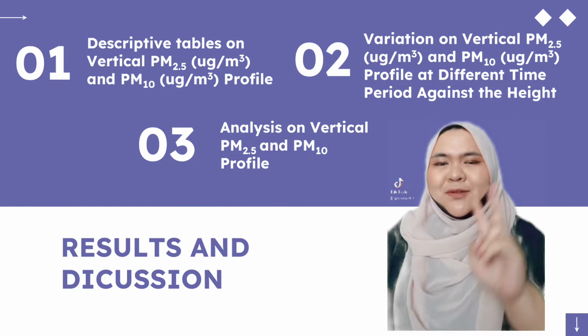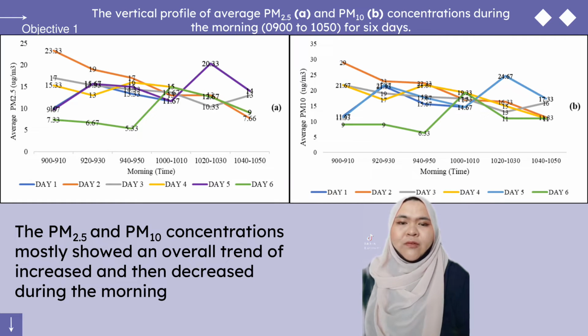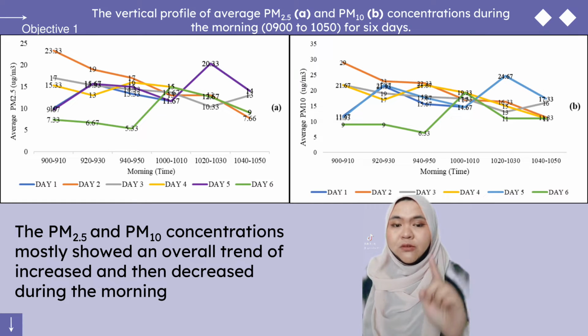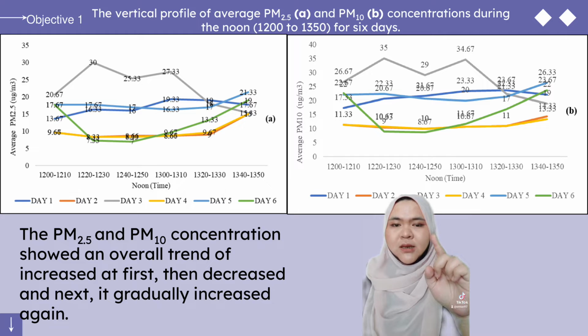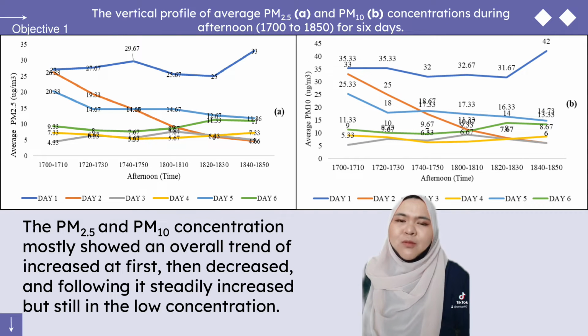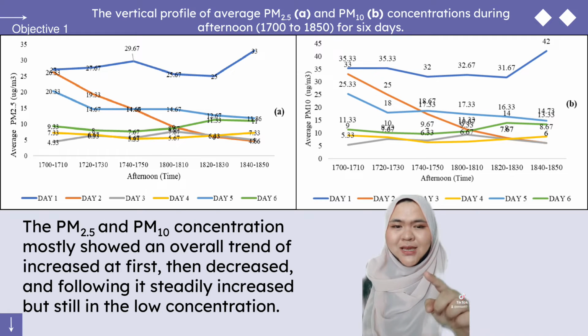Next, we go to the second part. This is the graph for variance on the vertical PM2.5 and PM10 profile at different time period against the height for 6 days. First, at the morning sampling period, PM2.5 and PM10 concentration mostly shown an overall trend of increase and then decrease. Then, during the noon sampling period, the PM2.5 and PM10 concentration show an overall trend of increase at first, then decrease, and then it gradually increase again. Lastly, during the afternoon, PM2.5 and PM10 concentration mostly shown an overall trend of increase at first, then decrease, and steadily increase but is still in a low concentration.